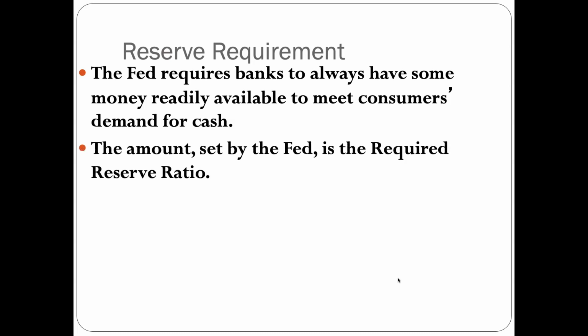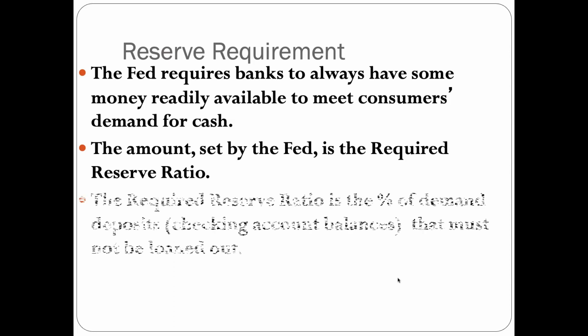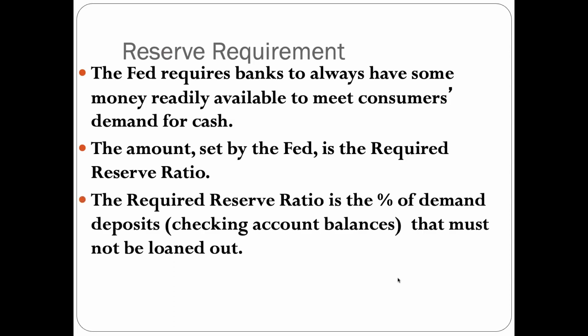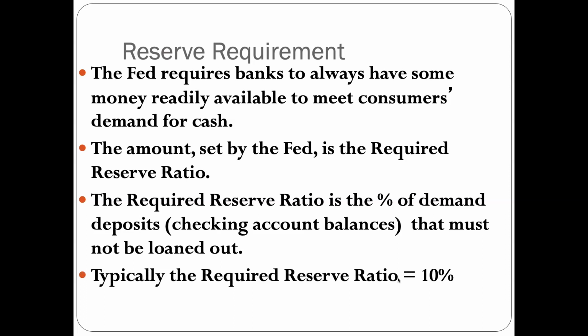And that amount set by the Federal Reserve is the required reserve ratio. It's the percentage of deposits that the banks have to hold. So that way, if people come in asking for cash, they can give it back to them. The required reserve ratio is the percentage of demand deposits, checking account balances, that must not be loaned out. And a typical reserve requirement ratio would be 10%.